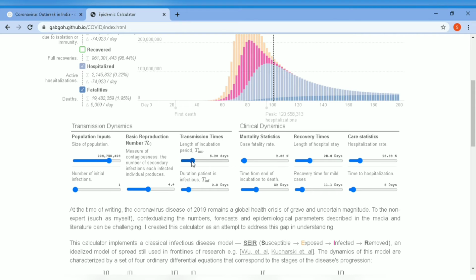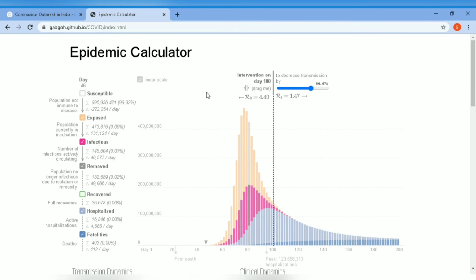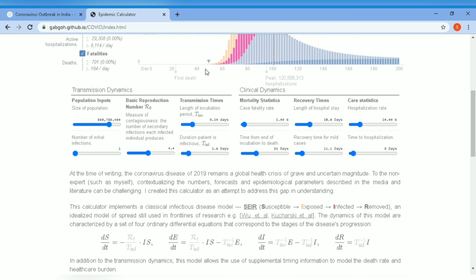The length of incubation period is 14 days generally, because after 14 days the person is going to show symptoms, and as we are doing symptomatic testing, obviously the transmission time is around 14 days or something like that. And we also have different parameters over here, like mortality statistics, recovery times, time to hospitalization, recovery time for mild cases, time from end of incubation to death, and duration the patient is infectious, right?